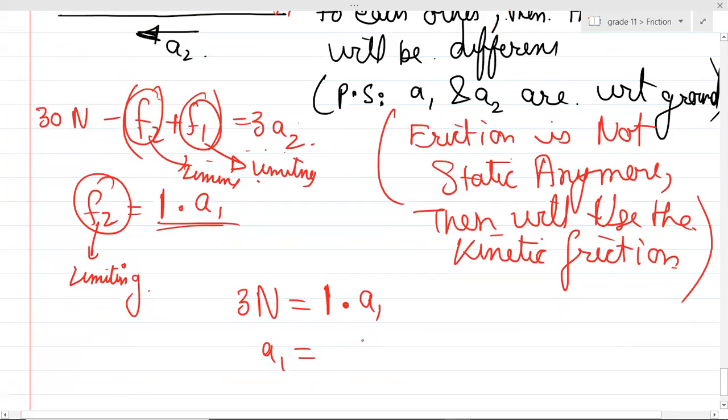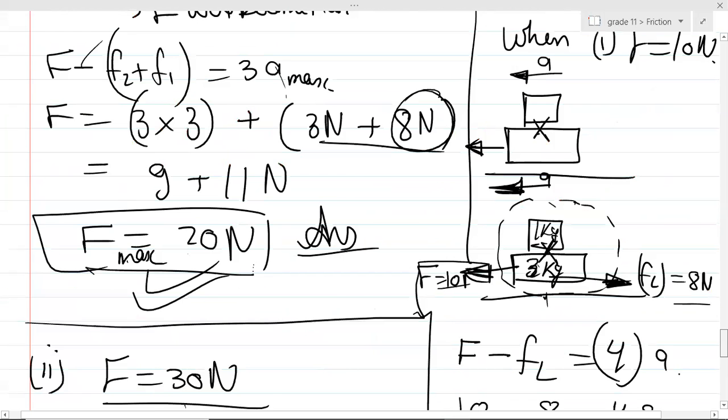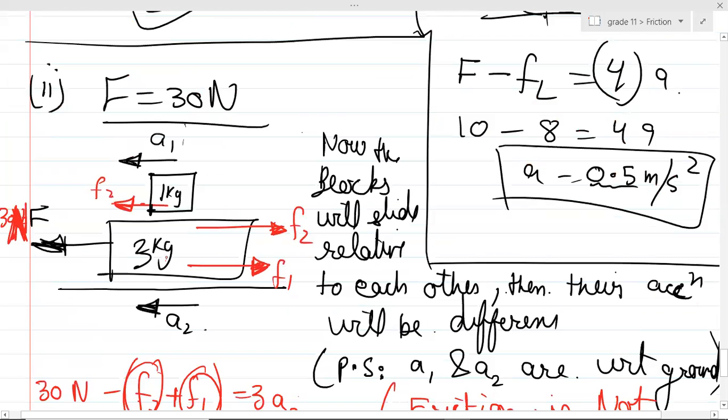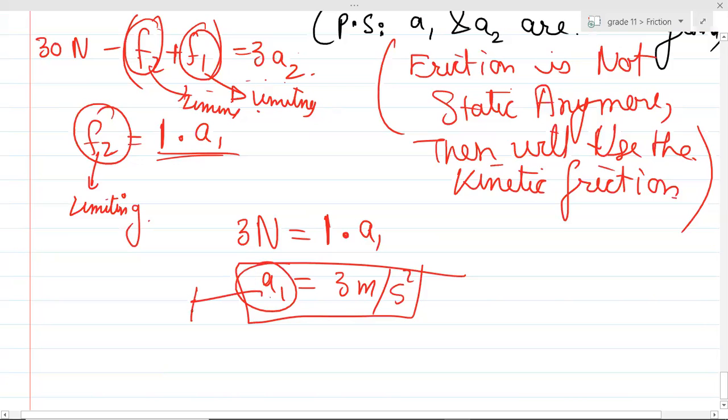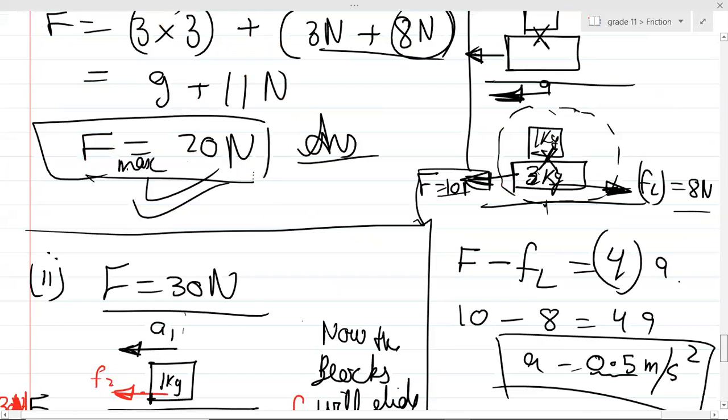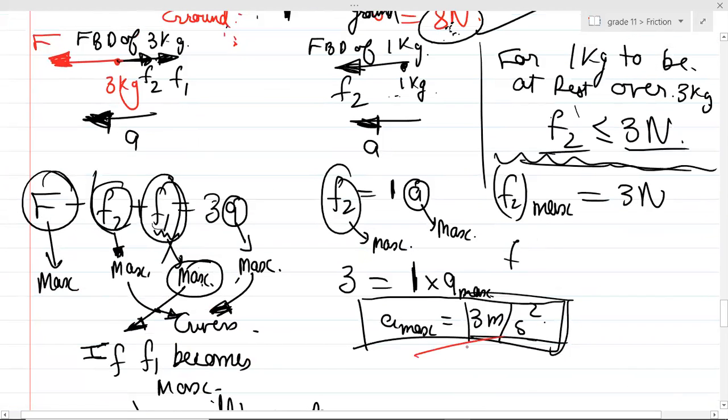Acceleration, I told you, see? The 3 kg acceleration is A2, and the acceleration of 1 kg is A1. So can you see from here, A1 is basically equal to 3 meter per second square. So can you see this was the maximum possible for A1, right? Do you remember this?